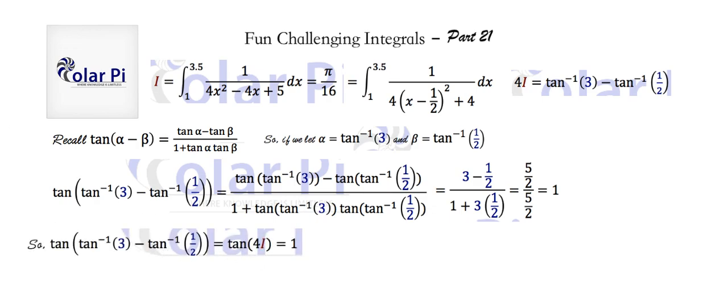So since tan of 4I is equal to 1, that means 4I is equal to tan inverse of 1, right? But tan inverse of 1 is pi over 4. And so 4I is equal to pi over 4, from which it immediately follows that I is equal to pi over 16. Yeah? All right, cool.